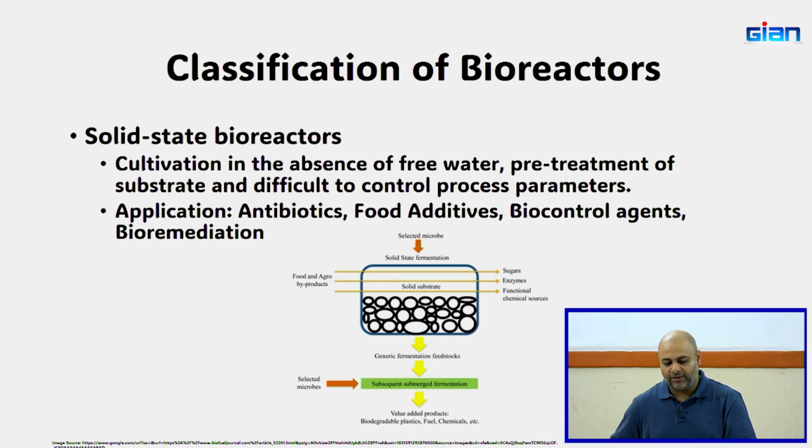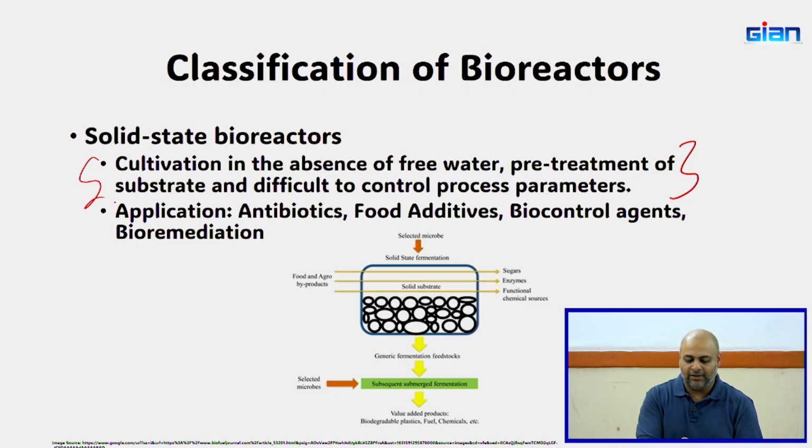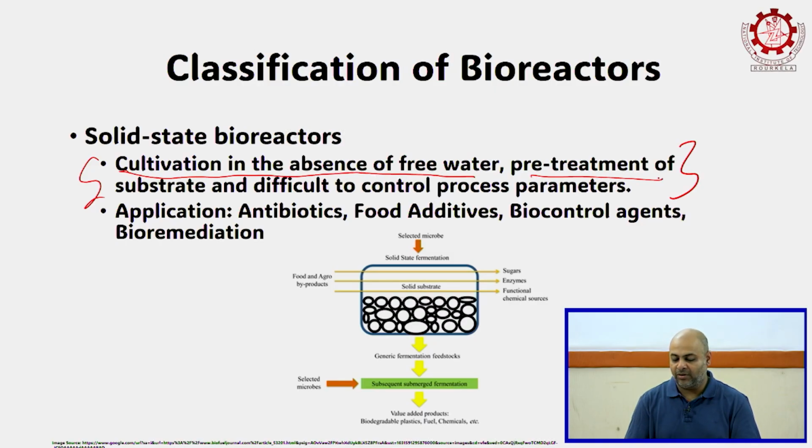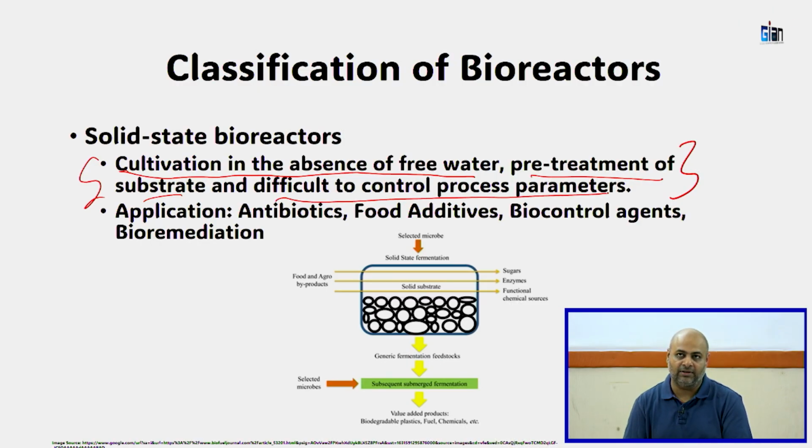Now, the classifications of bioreactors. You have your solid state bioreactors, where the cultivation is in the absence of free water. Pretreatment of the substrate is required, and difficult to control process parameters are involved in this.